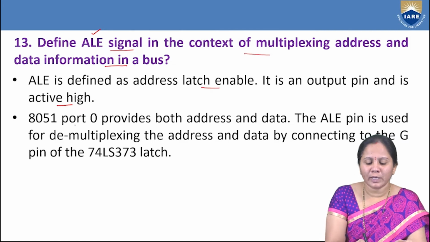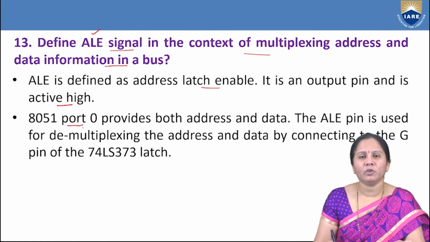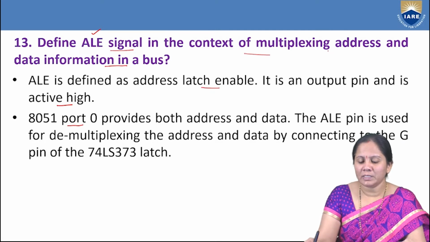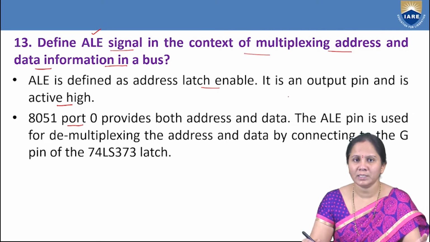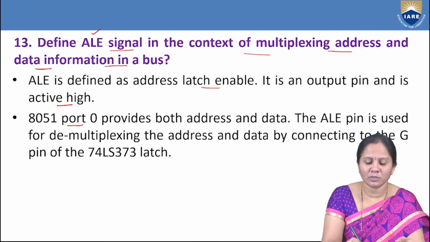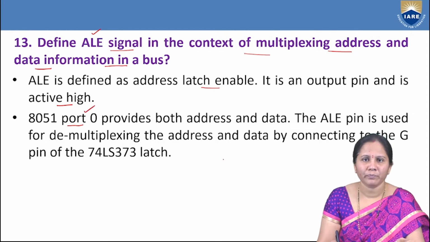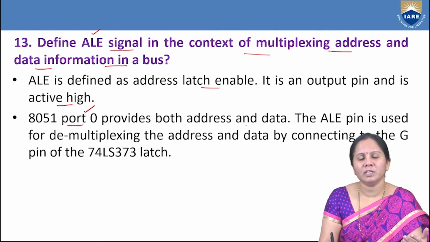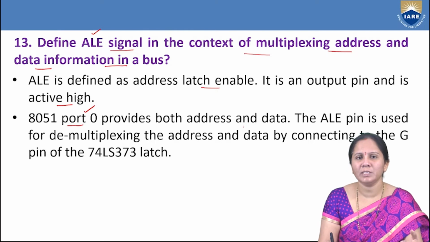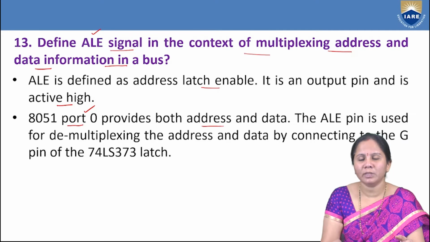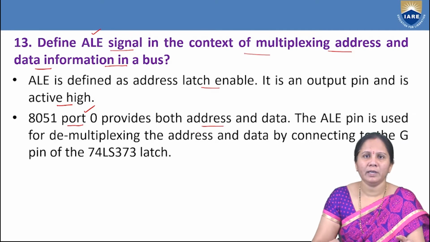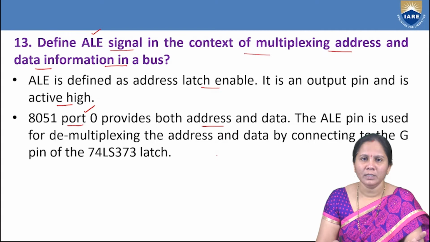Now, if we consider the 8051 microcontroller, there are 4 ports. Multiplexing address and data information means that address and data lines are multiplexed. Those multiplexed address and data lines are available at port 0. Okay. So port 0 can be used for two functions. One is port pins, another is address and data lines. The 8051 microcontroller's port 0 provides both address and data. If the ALE signal is enabled, these address and data lines will get demultiplexed.